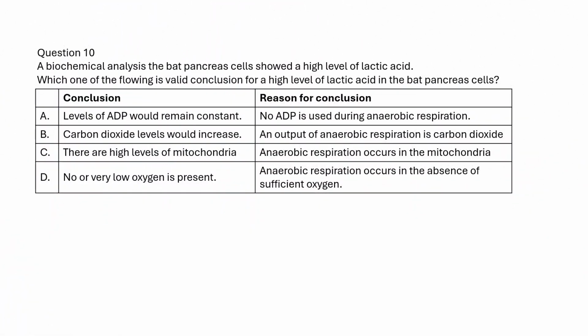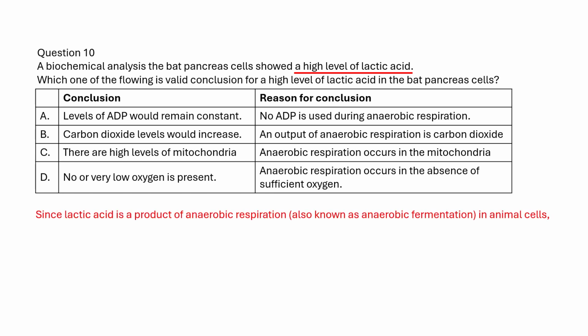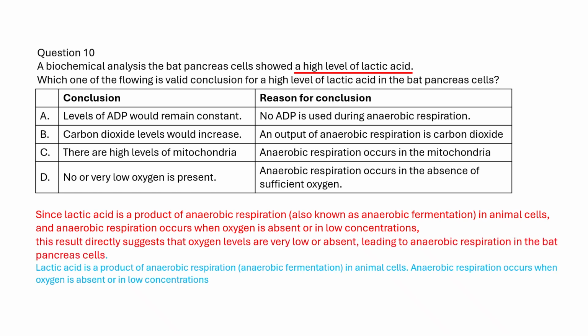A biochemical analysis of bat pancreas cells showed a high level of lactic acid. Since lactic acid is a product of anaerobic respiration, also known as anaerobic fermentation, in animal cells, and anaerobic respiration occurs when oxygen is absent or in low concentrations, this result directly suggests that oxygen levels are very low or absent, leading to anaerobic respiration in the bat pancreas cells.